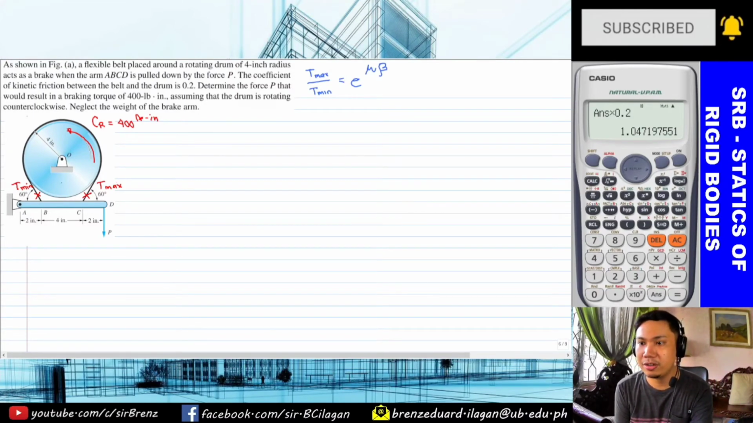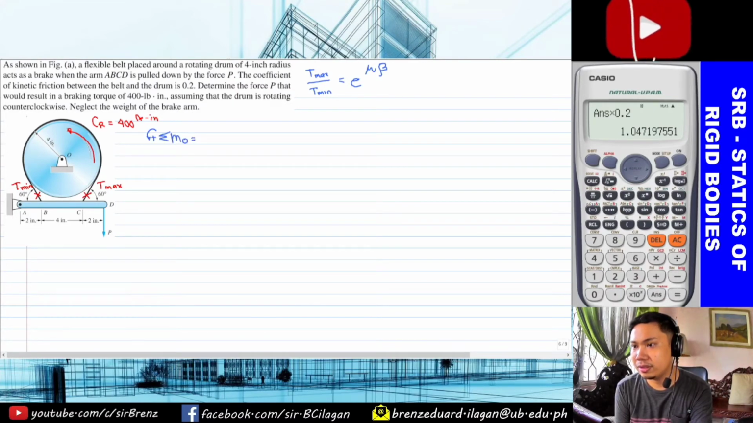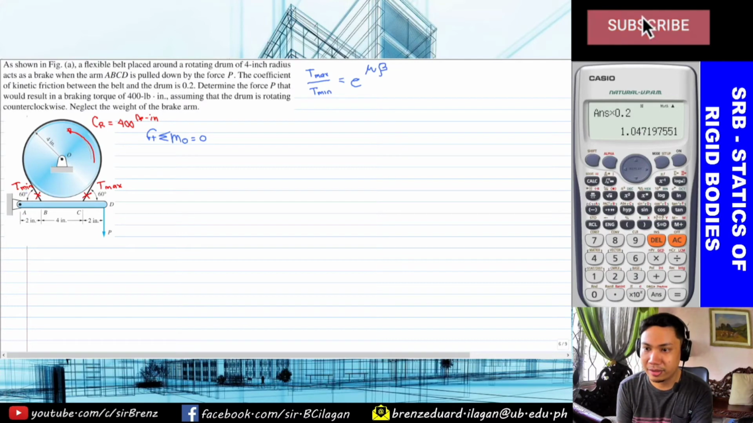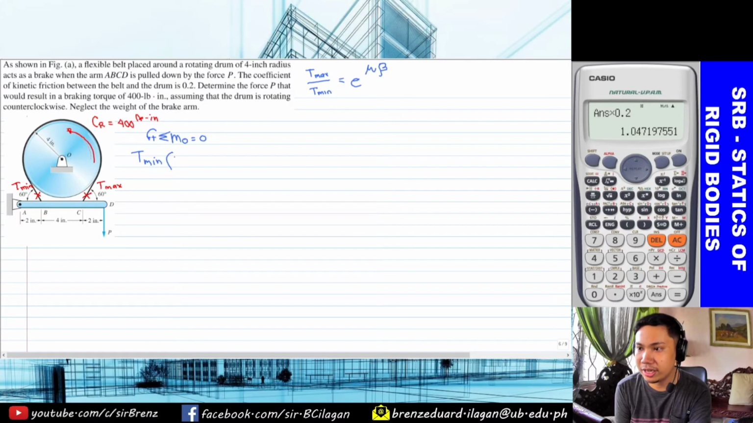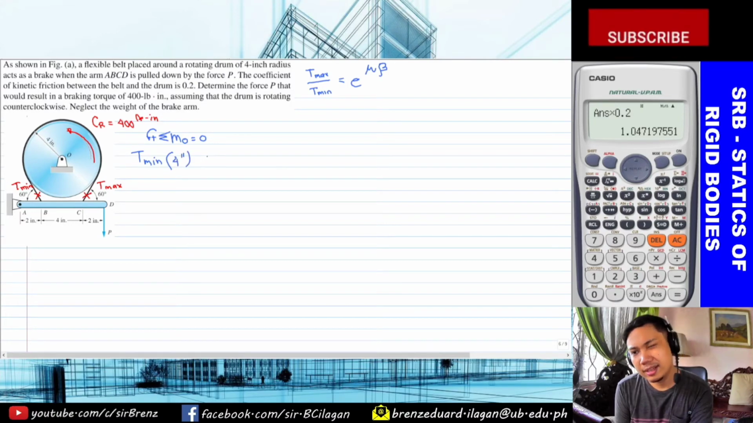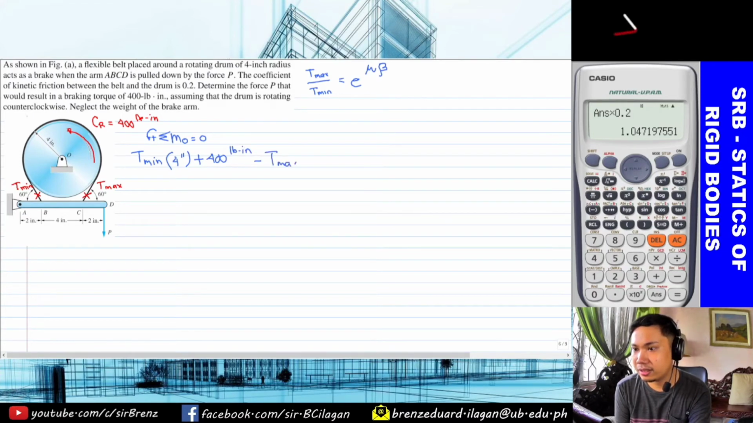When you take the summation about point O, consider counterclockwise moment as positive, equals 0. So, let's lay out the equation. That is T min multiplied by the perpendicular distance. Given naman the radius, that is 4 inches. And then plus, this one also goes along with the rotation, so that is 400 pound-inches. And then minus T max times 4 inches equals 0.